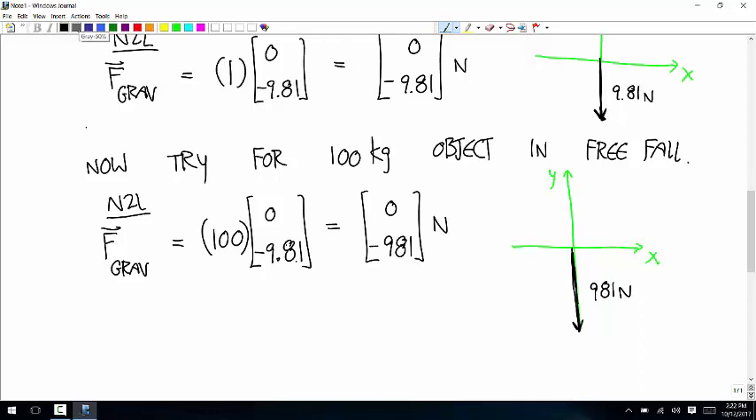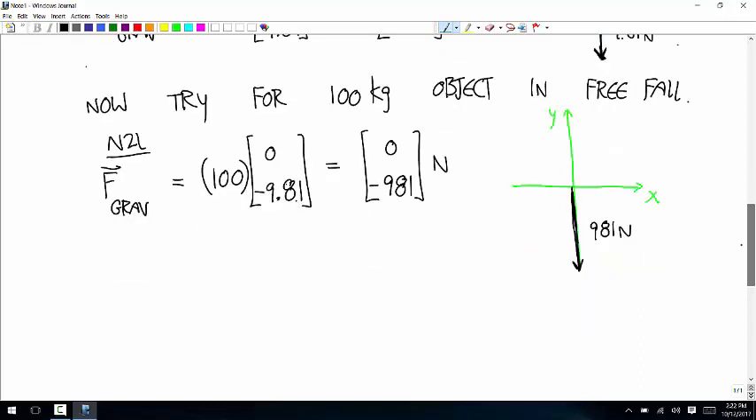But what we know from that is that even though any two objects accelerate exactly the same in free fall, the force applied by gravity is different for objects with different masses.